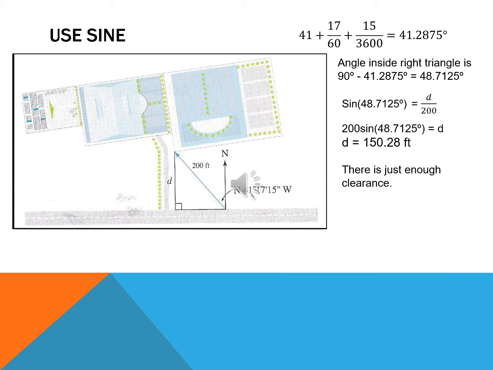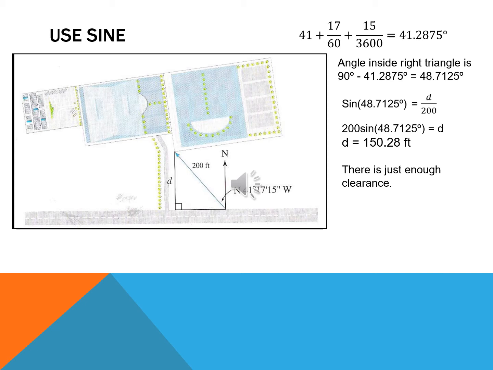Remember from earlier in the semester, 17 minutes should be divided by 60 because there are 60 minutes in a degree. And then 15 seconds should be divided by 3,600 because there are 3,600 seconds in a degree. So 41 degrees, 17 minutes, 15 seconds is equivalent to a decimal degree of 41.2875. So subtracting that measured angle from 90, we get 48.7125 degrees. Now that's the angle that's inside of our right triangle.